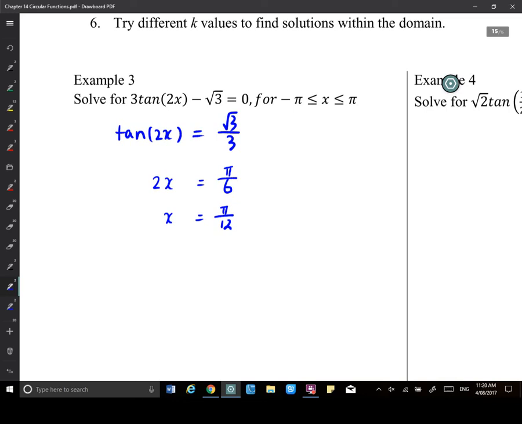I say general equation like with a pi. So yes, this one is pi on 2. That's correct.